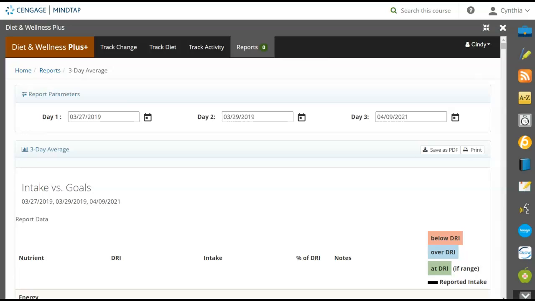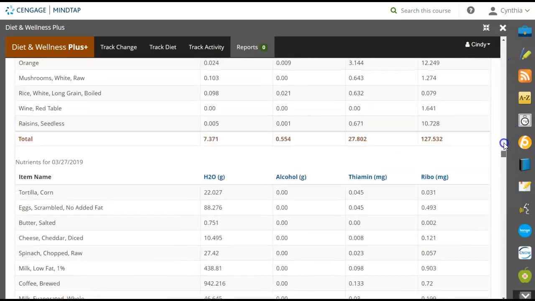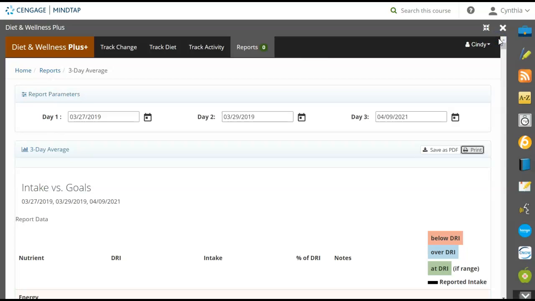Okay, here we are looking at our 3-day average report. And we're going to try and interpret this massive, huge report. If you take the little box over here in the scroll bar and scroll, this thing is unbelievably long. So we're going to start at the top and we're going to take it step by step, piece by piece, and break it all down.